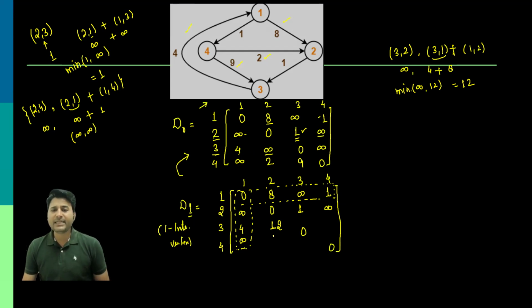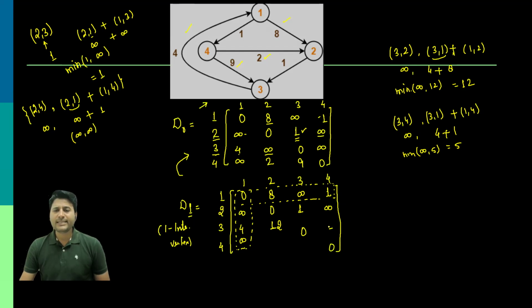Now the next entry, we are having 3 to 4. So 3 to 4 in the same manner, insert 1 as an intermediate vertex and let us see how much it comes out. So what is 3 to 4 given? This is given as infinite. What is 3 to 1? It is 4 and 1 to 4, it is 1. So minimum of 5 comma infinite, which is 5. So this entry comes out as 5.